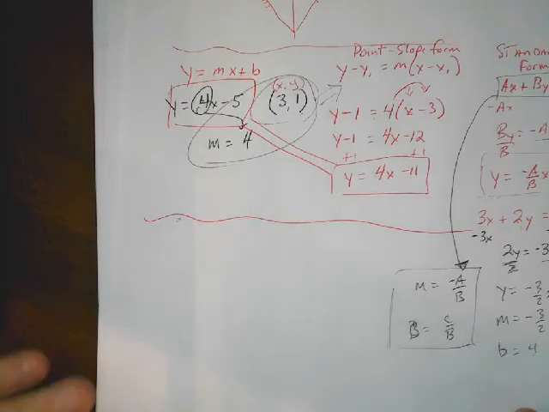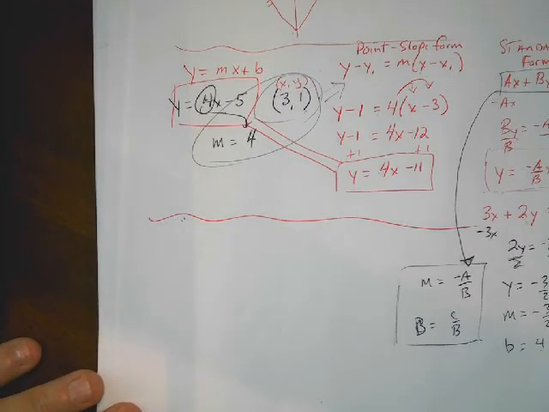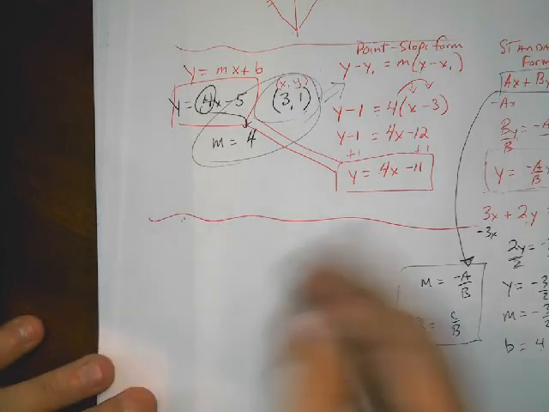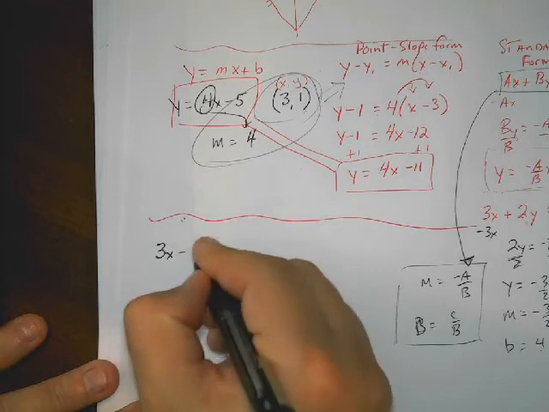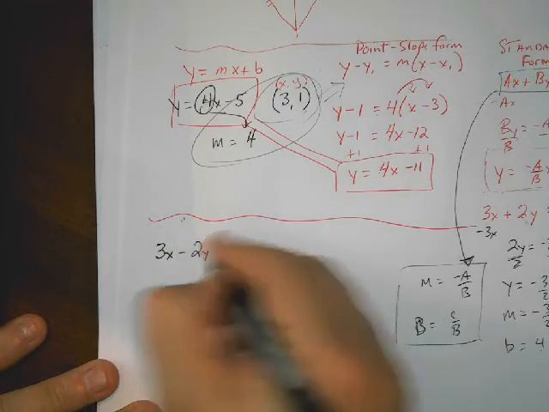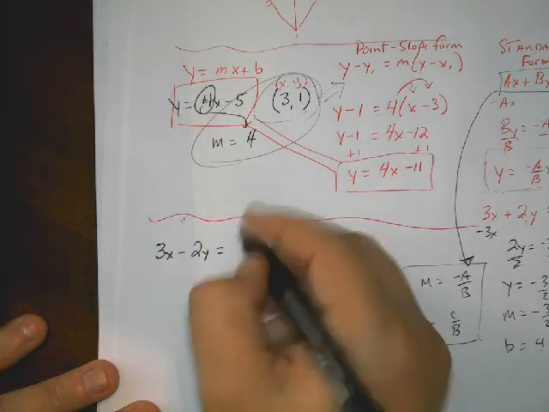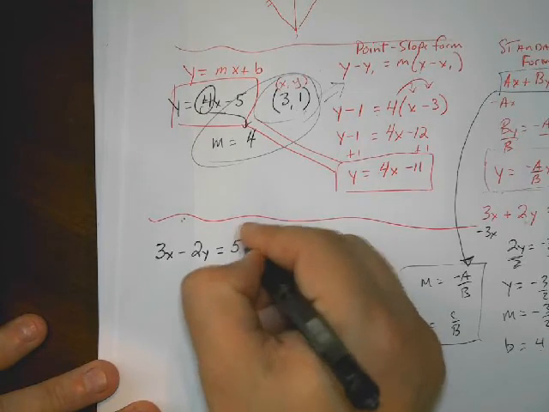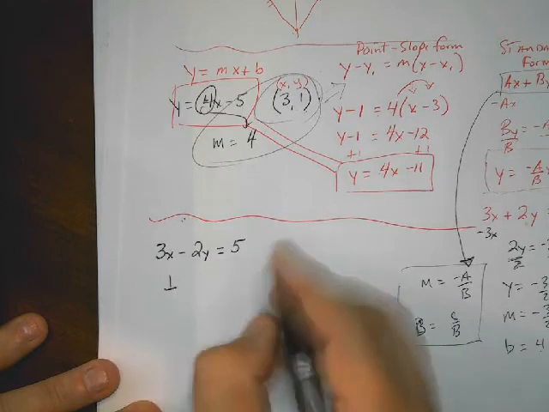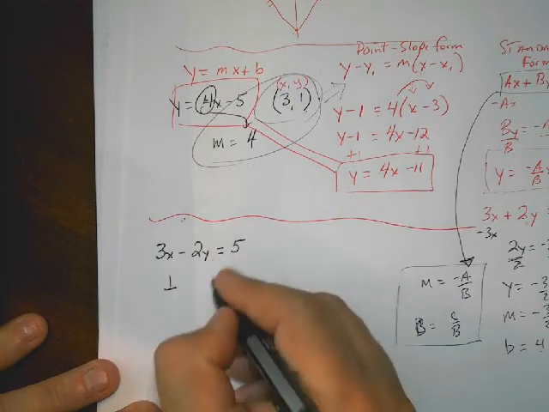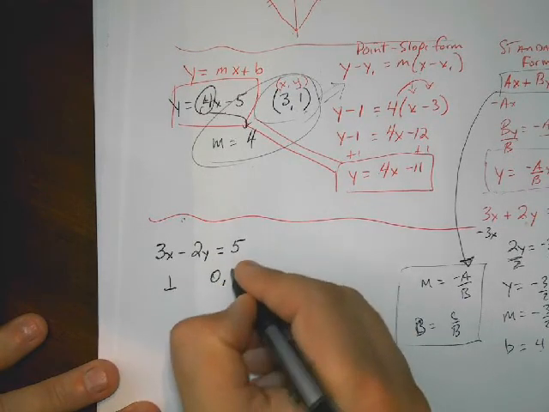One more. Now this one is, let's say, perpendicular. So let's come up with a new problem. Let's use standard form on this one. Let's say we have 3x minus 2y is equal to, we'll say, 5. And it's perpendicular to that line, and it goes through the point (0, 3).